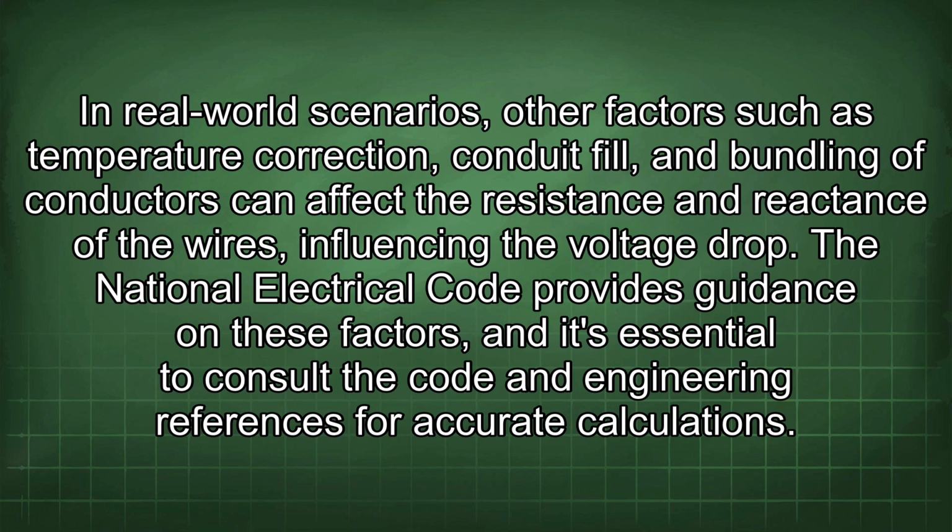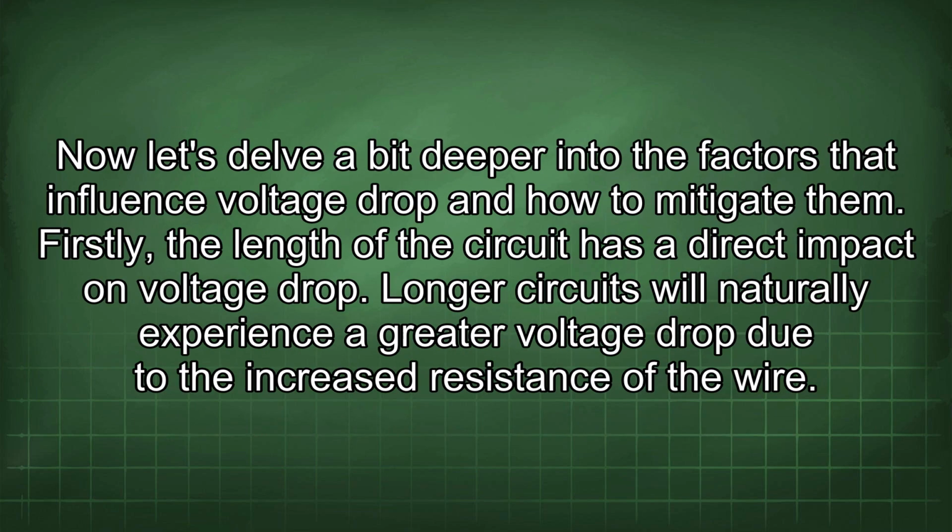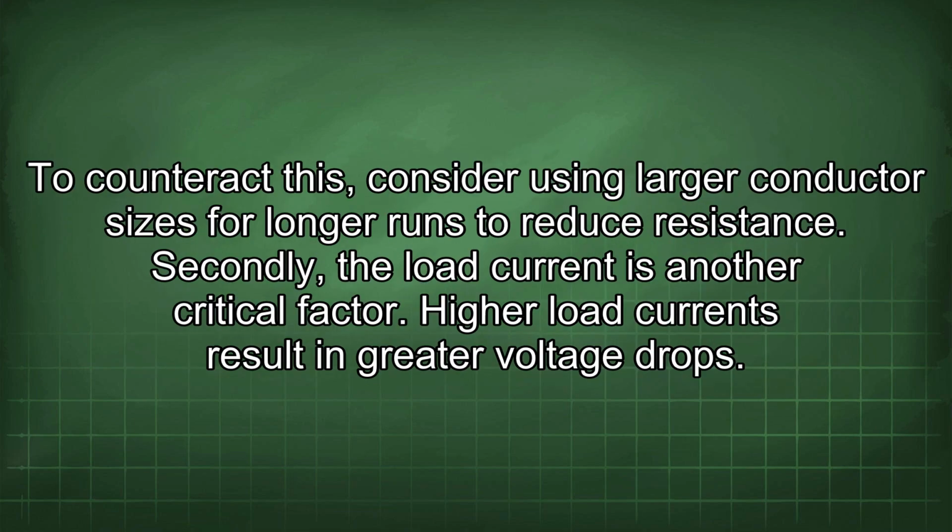The National Electrical Code provides guidance on these factors, and it's essential to consult the code and engineering references for accurate calculations. Now let's delve a bit deeper into the factors that influence voltage drop and how to mitigate them. Firstly, the length of the circuit has a direct impact on voltage drop. Longer circuits will naturally experience a greater voltage drop due to the increased resistance of the wire. To counteract this, consider using larger conductor sizes for longer runs to reduce resistance.